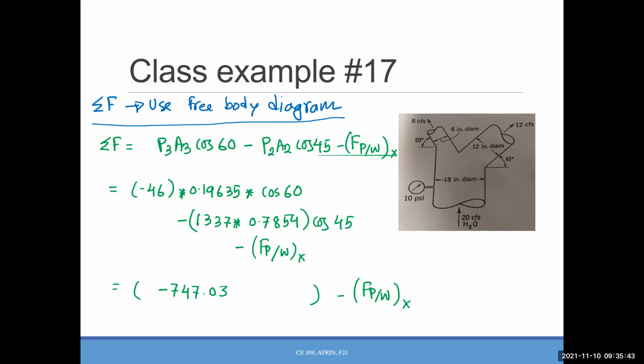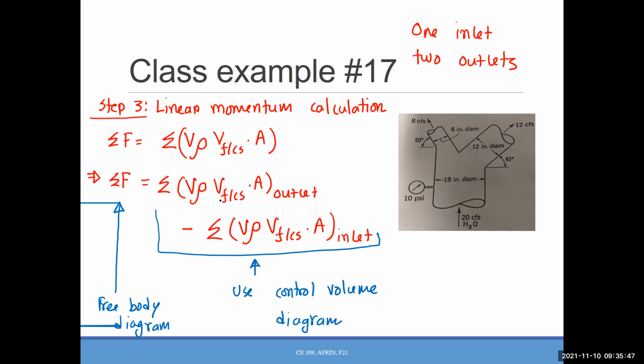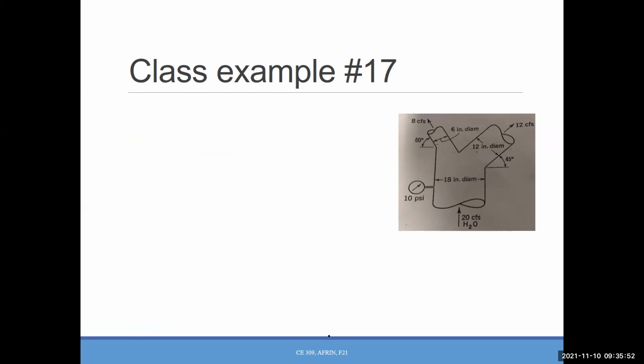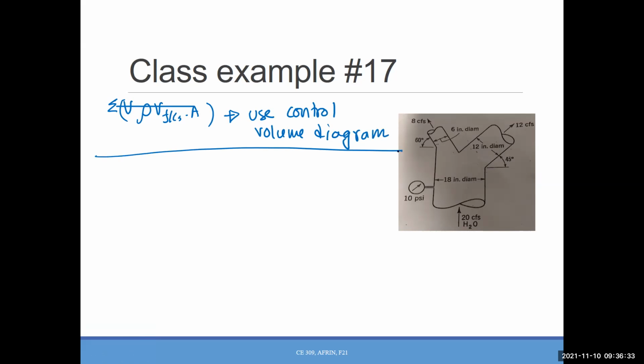Okay, so this is the number for summation of F. Now we will work with this part, like control volume diagram, that part. Okay, so let's do that one. Summation of V rho VC. Sorry, that should be FCS. At first, we will do the X direction, then we'll do the Y direction also. Okay, so for this one, what was the equation we had? Outlet and inlet.